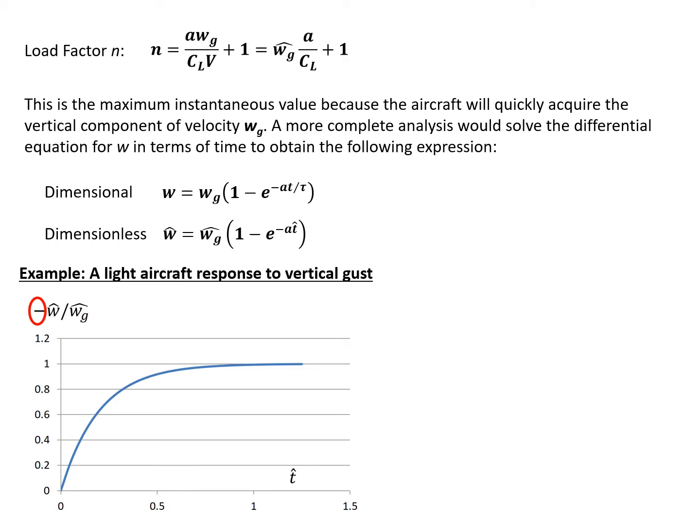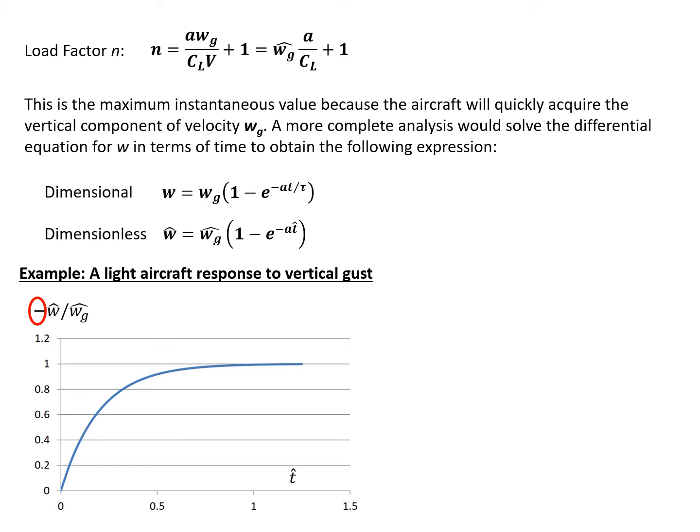Okay, so do you realize why we need to include such a negative sign? Because the positive wg is pointing downward, right? So that's why we usually plot a negative sign before this w. Otherwise it becomes negative 1. So you can see from here, and from the realistic, more complete analysis, the w will approach wg after a certain amount of time.